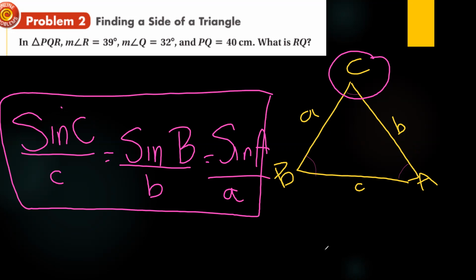I can use two of them in order to solve the triangle. According to what do I have? Sine of C over c, or sine of B over the length of b, or sine of A over the length of a. And be careful, the small letter means the length of each side. This is the law of sine.